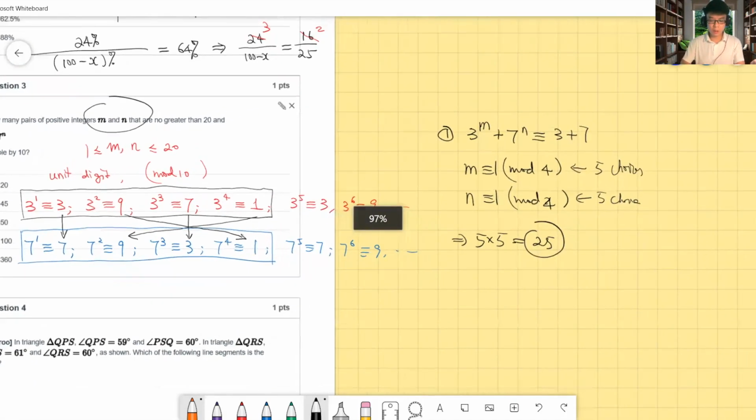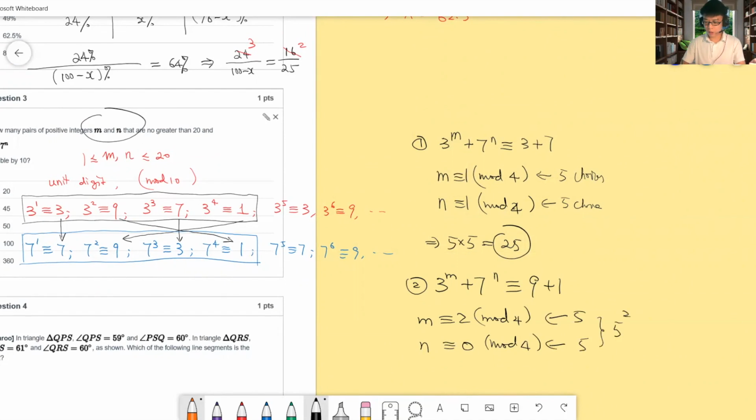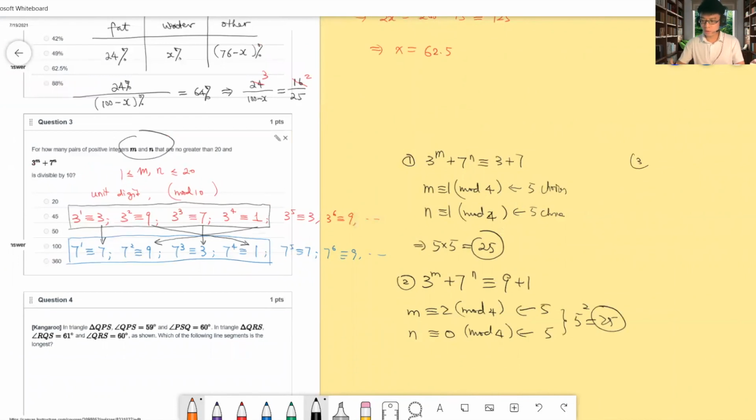Okay. Similarly, we can discuss other combinations. For example, we can have 3^m plus 7^n corresponding to 9 plus 1. This means m has remainder 2 when divided by 4, and n has remainder 0 when divided by 4. It's a multiple of 4. Still, we have 5 choices for each one, and totally we have 5 squared, 25. Also, for the third case, we could have 3^m plus 7^n equals 7 plus 3.